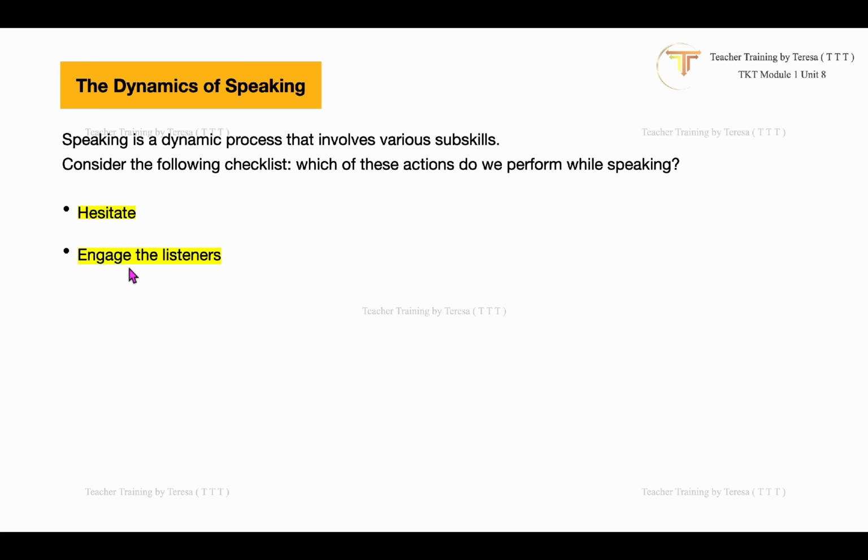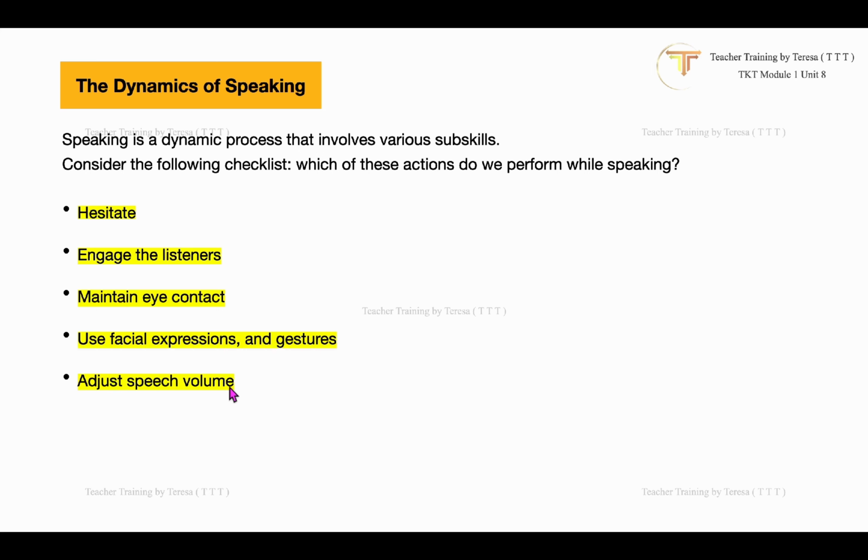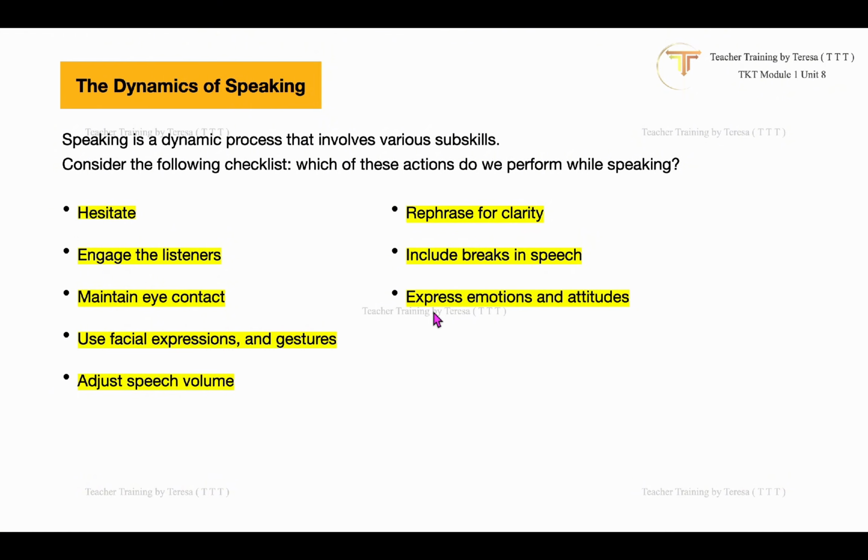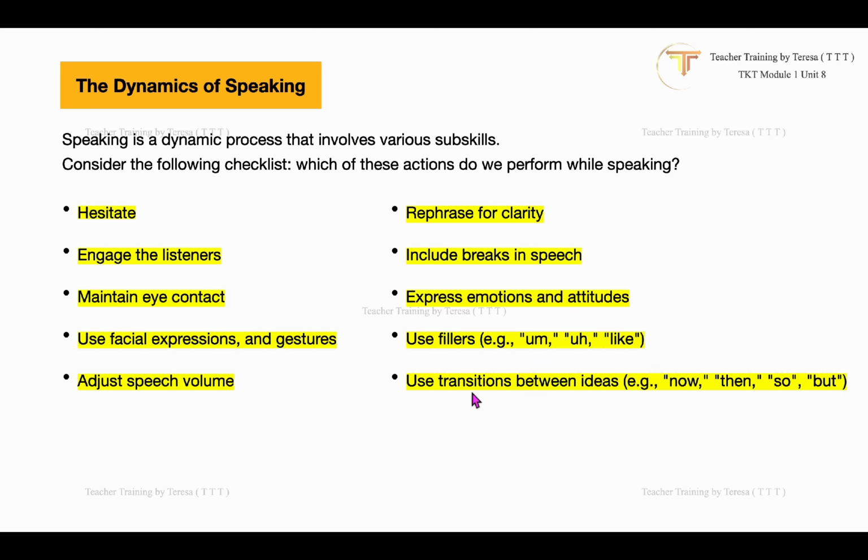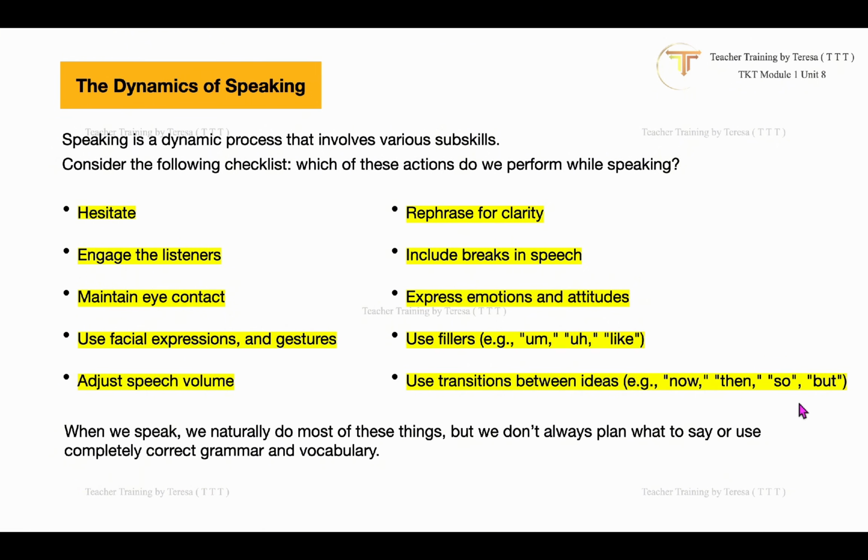Hesitate. Engage the listeners. Maintain eye contact. Use facial expressions and gestures. Adjust speech volume. Rephrase for clarity. Include breaks in speech. Express emotions and attitudes. Use fillers, example, like. Use transitions between ideas, example, now, then, so, but.